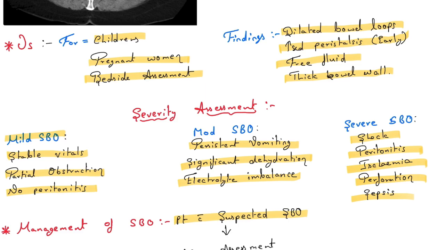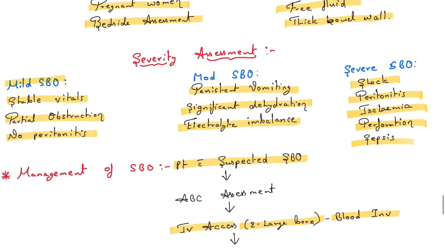Mesenteric ischemia will have severe pain out of proportion to examination, and perforated peptic ulcer shows free air under the diaphragm. Okay, so these are the things. Next you can see here the management of small bowel obstruction.